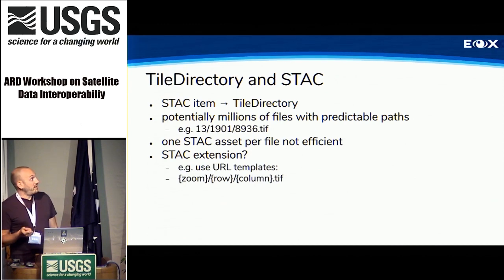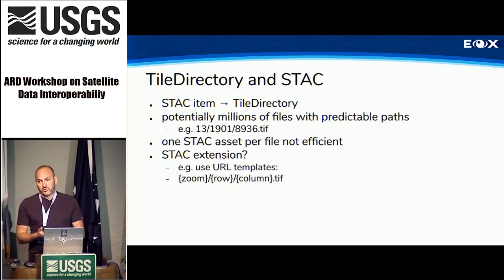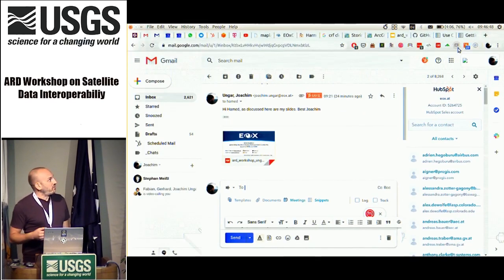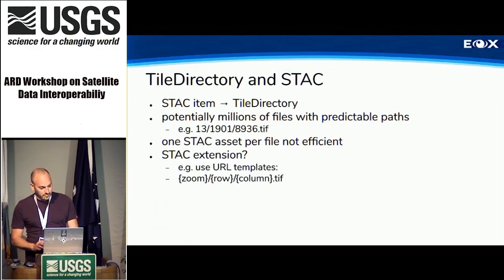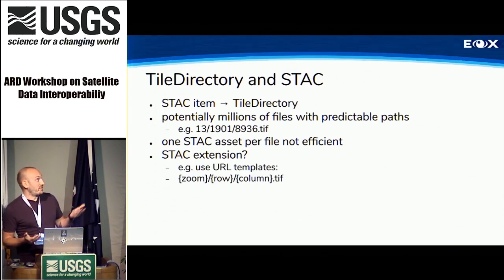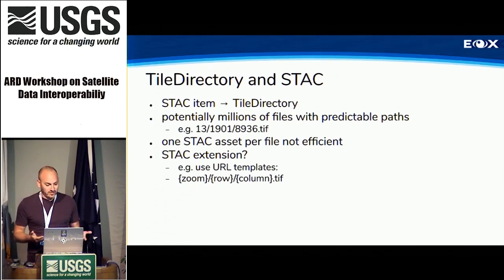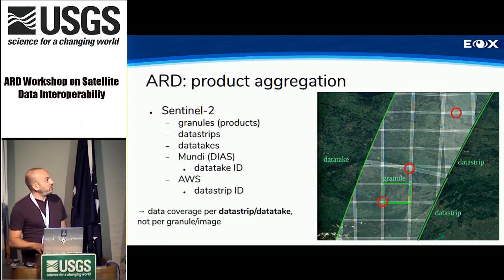Then there's another idea. I mean, for us, it's a processing output, but for the next person, the mosaicing or whatever we produce is a processing input. So we are thinking about how we could apply STAC on the tile directories. And we have an issue here because it's potentially millions of files with predictable paths. And if we use one STAC asset per file, it may be not that efficient to crawl everything. So we're thinking about maybe creating a STAC extension for this that uses, for example, a URL template, the same way that WMTS uses endpoints.